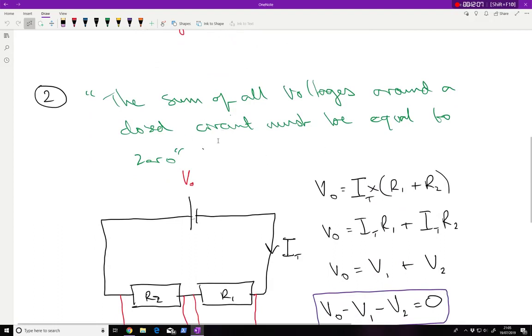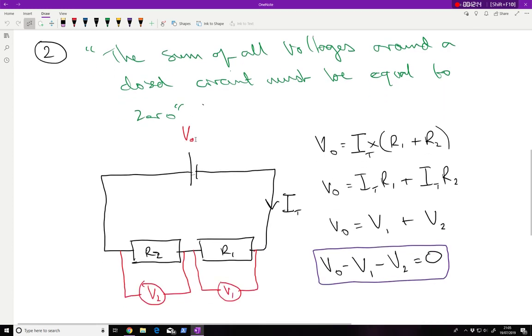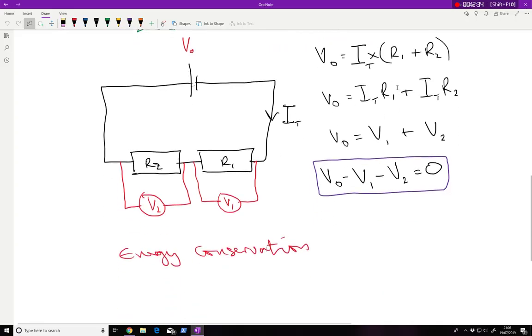The energy conservation law is the second law. And that says that the sum of all voltages around the closed circuit must be equal to 0. So if I had a known voltage on the battery and I had voltmeters on two resistors in series, both voltages that I measure on the resistances added together should be equal to the voltage coming out of the battery. And on the right side, I've just got the math showing. Okay.